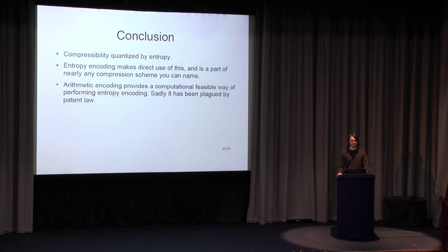So, a conclusion. We can quantify compressibility by using Shannon entropy. This formula relies on the probability distribution of random variables, and so there are schemes that can make direct use of this. One of the ones we have discussed has been arithmetic encoding, which is probably one of the best encoding schemes, but sadly plagued by patent law.